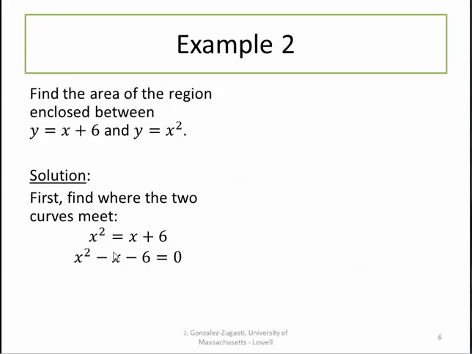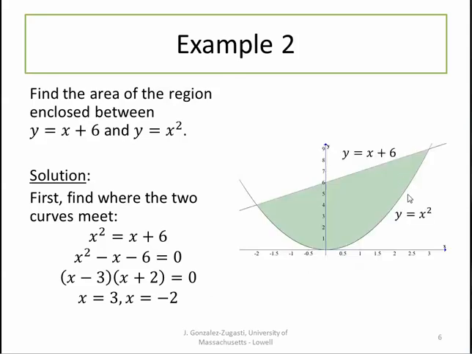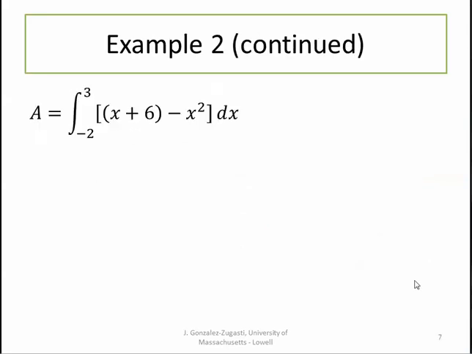You bring all your terms over to one side so that you get x squared minus x minus 6 is equal to 0. You factor the left-hand side, and that tells you that x will be equal to 3 or x will be equal to negative 2. So now when we do our sketch, we already knew that this line went this way, that y equals x squared looked like this. Now we know they cross here at x equals negative 2 and at x equals 3. So let's go back and look at that picture.